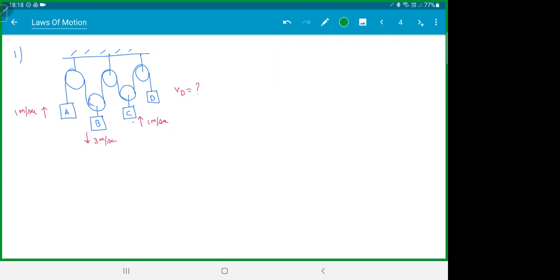So if you just take this length as X, this is Y, this is Y, this is Z, this is Z, and this is some W. We get X plus 2Y plus 2Z plus W is length L. Differentiate with respect to time.